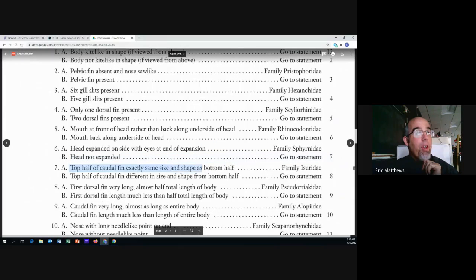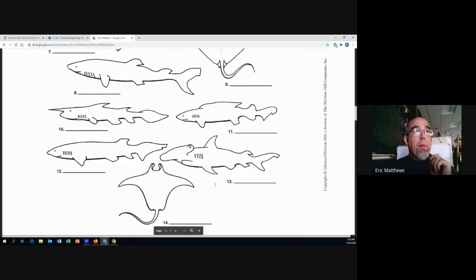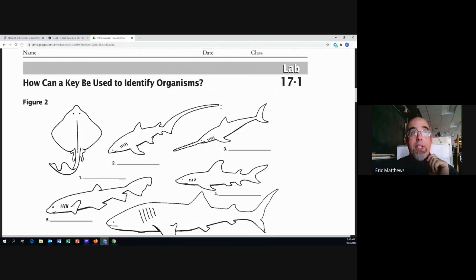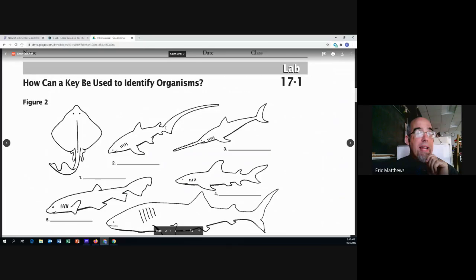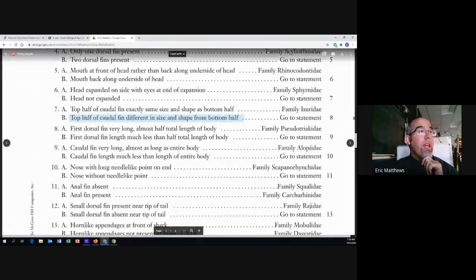Is the top half of the caudal fin the exact same size and shape as the bottom half? Or is the top half of the caudal fin different in size and shape from the bottom half? Remember, the caudal fin is the tail fin. I would say the top half of this is very much different. It is not identical to this little bottom half there. So the top half is different in size and shape.